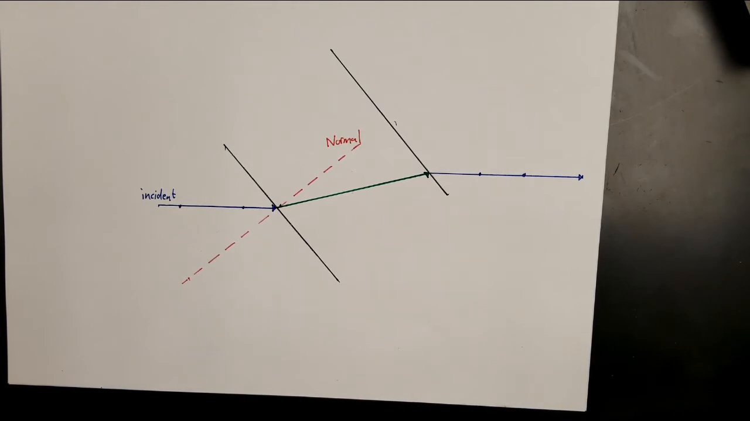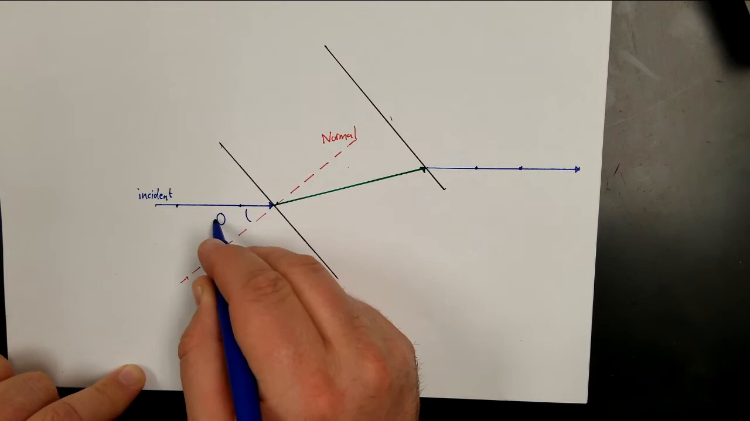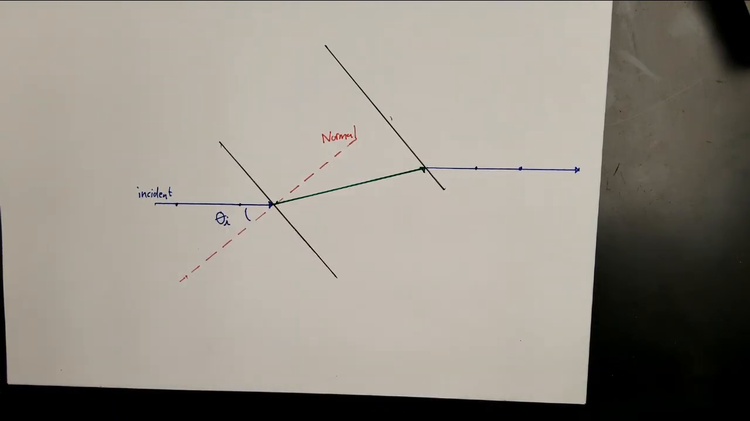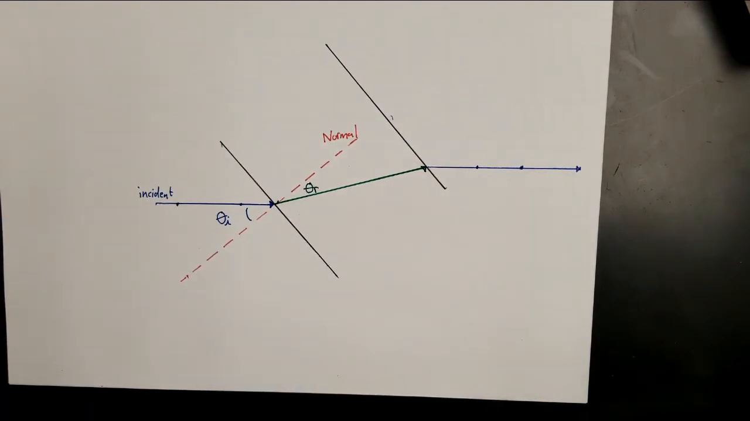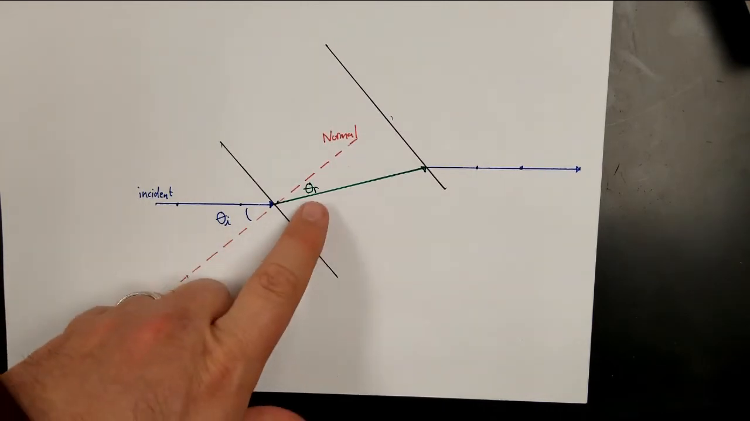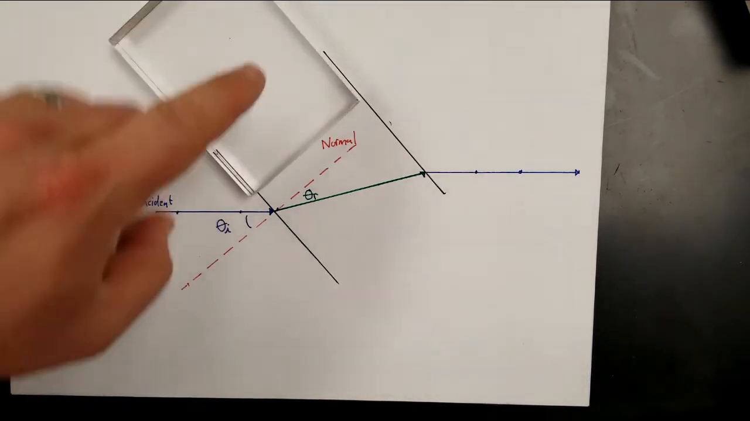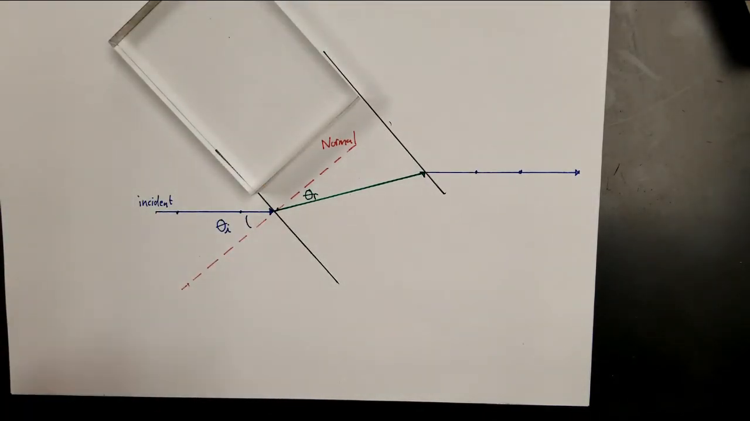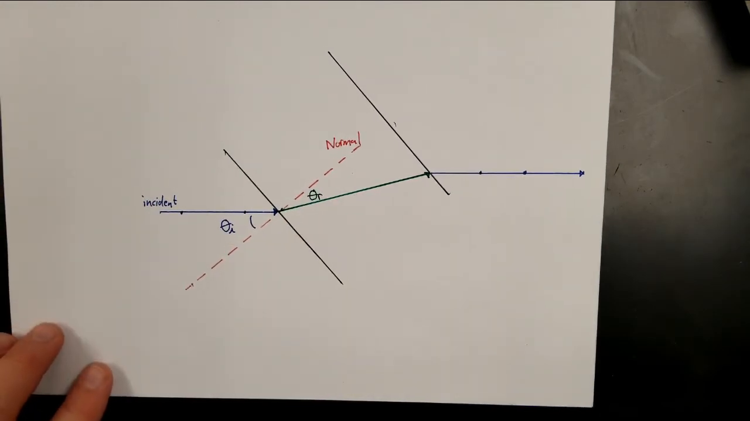And so the incident angle is the angle between the incident ray and that normal line. And then the refracted angle is the angle between the refracted ray and that normal line. In this case, the incident angle, theta I, is greater than the refracted angle, theta R. What that eventually is going to tell us is that light travels slower in my little block compared to the air surrounding it. And we'll get into the geometry between these angles in our next video.